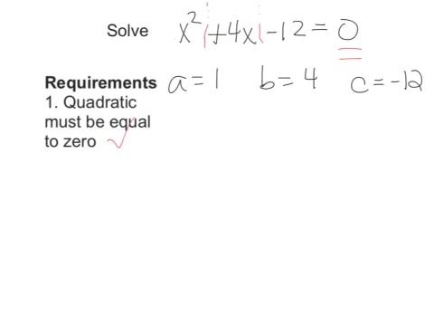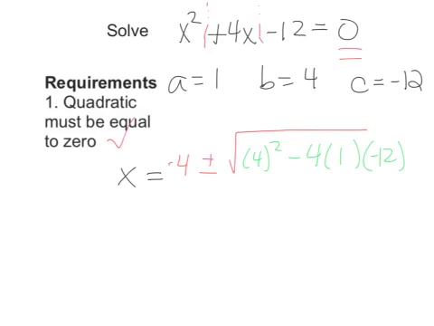So the quadratic formula tells us to find the answer for x. If it's equal to 0, we would take the opposite of B. So right now B is 4, so the opposite of B is negative 4. Then we have the plus or minus sign. We're going to take the square root of some giant thing. So B squared minus 4 times the A value times the C value, taking the square root of all that. And all of this should be divided by 2 times the value of A, which is 1.